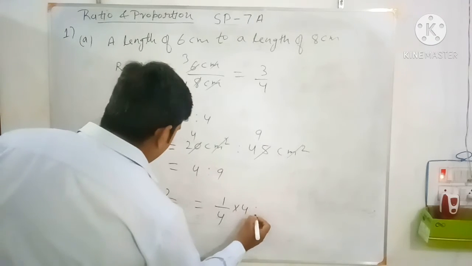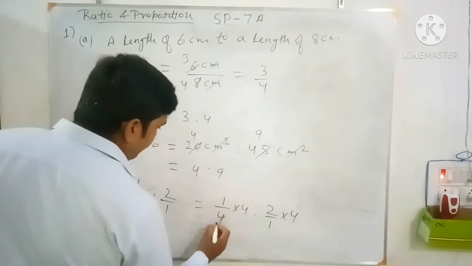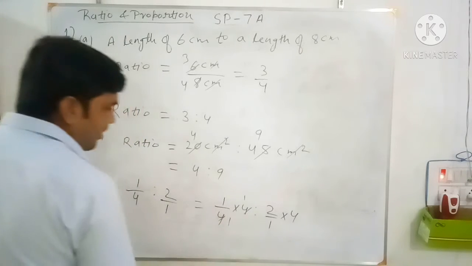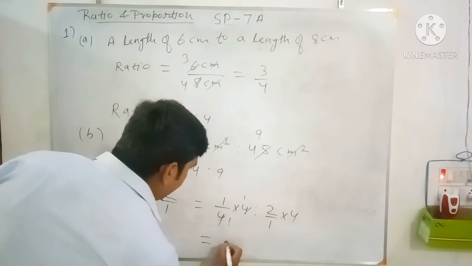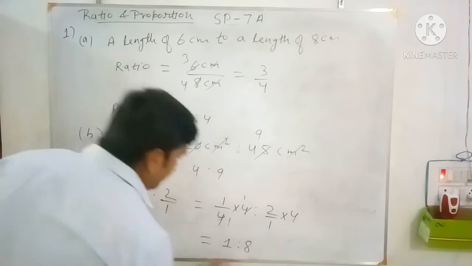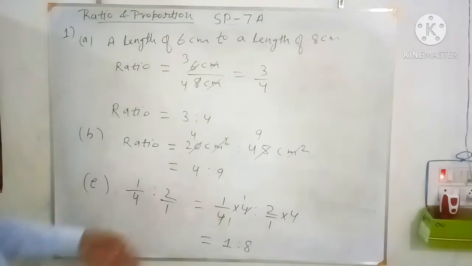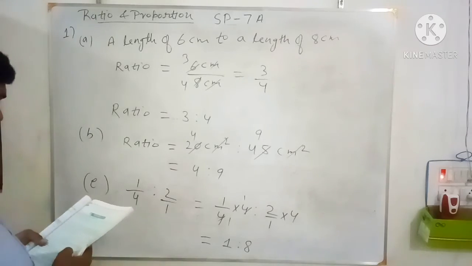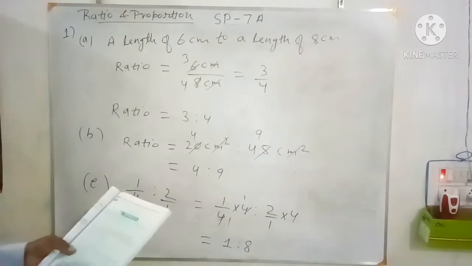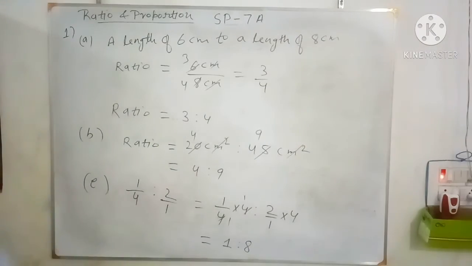1 by 4 is to 2 by 1, multiplied by 4. So here 4 ones are 4, and the simplified ratio you will get is 1:8, 2 4s are 8. So the simplified ratio is 1:8. Like this we solve. Similarly in F, 1 by 2 is to 1 by 8. Similarly that also you will do.